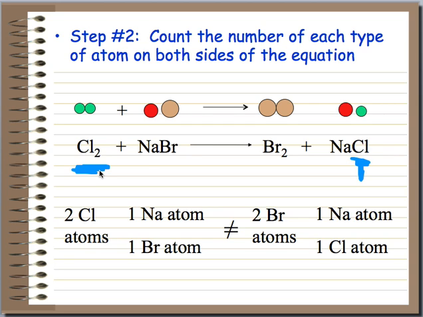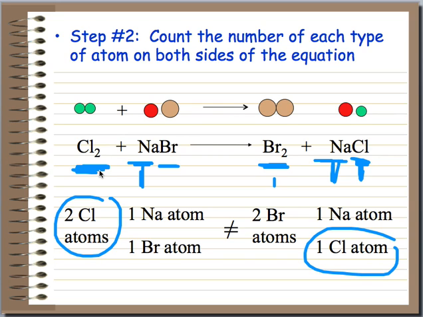And I look on the reactant side, I have 1 sodium, and on the product side, I have 1 sodium. On the reactant side, I have 1 bromine, and on the product side, I have 2 bromines. Notice the chlorines are not equal and the bromines are not equal. So we do need to balance this equation.